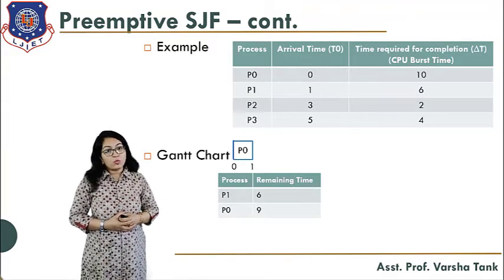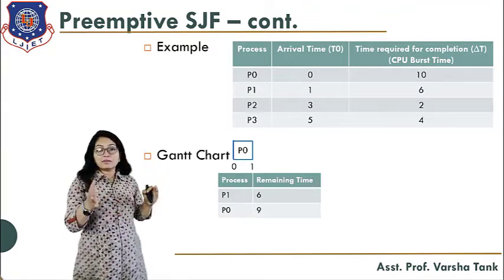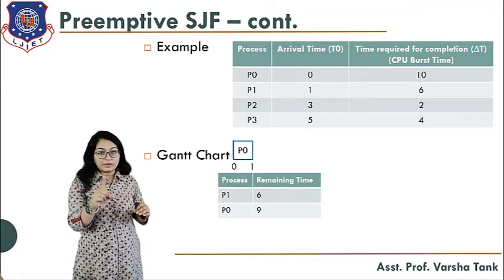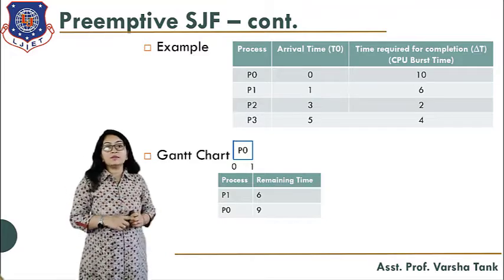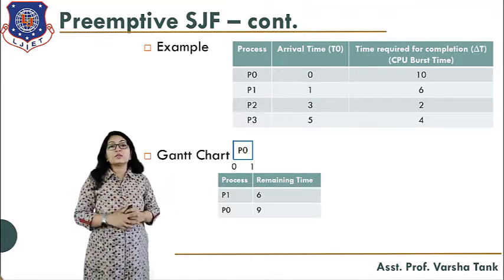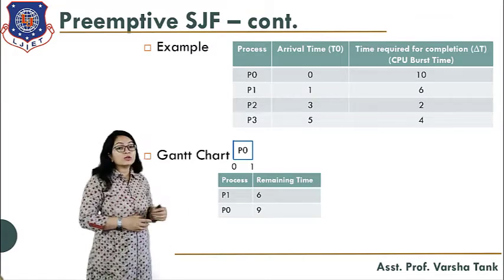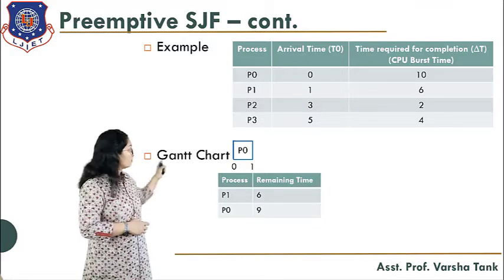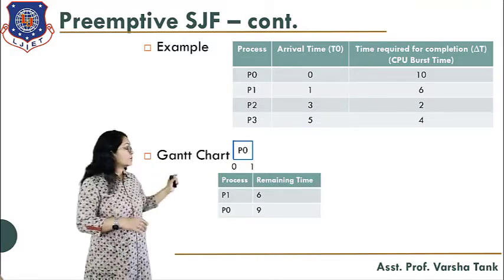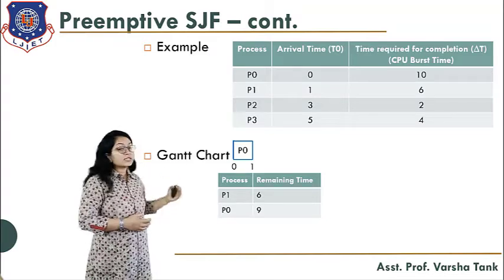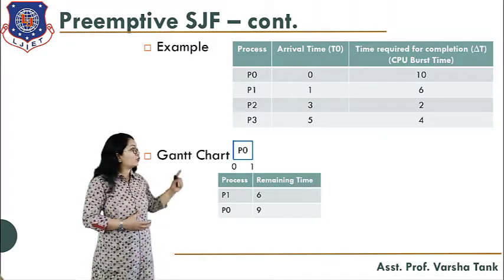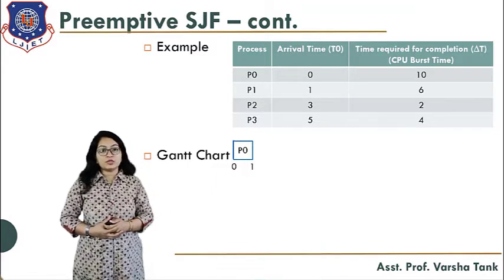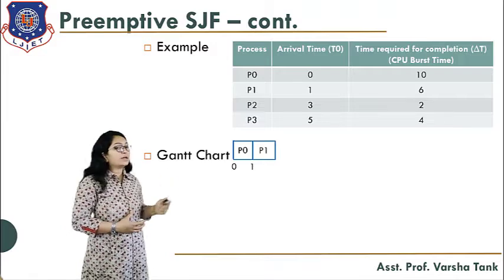For P0, for 1 millisecond we will assign it the CPU. Why? Because at time 0 no other process is there, but when time passes to 1 millisecond, another process comes, that is process P1, and its burst time is 6. Now P0's remaining burst time is 9 because 1 millisecond of execution is complete. So from this, compare which one has the smallest burst time. That is 6. So now what you have to do? You have to preempt P0 and assign P1 for the execution.